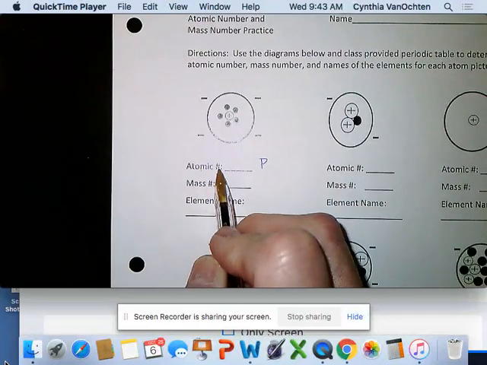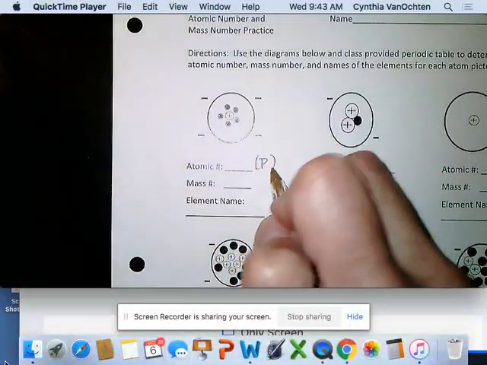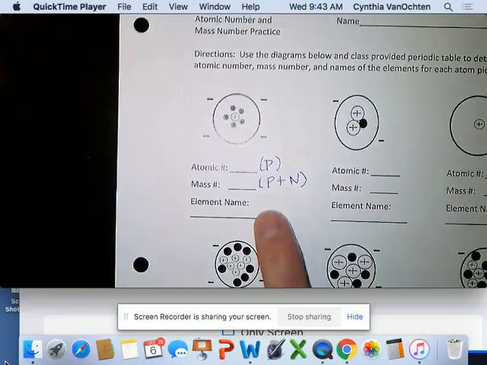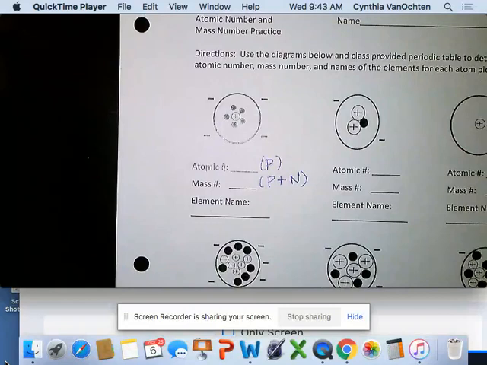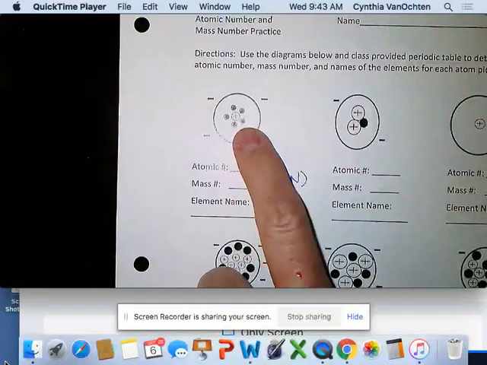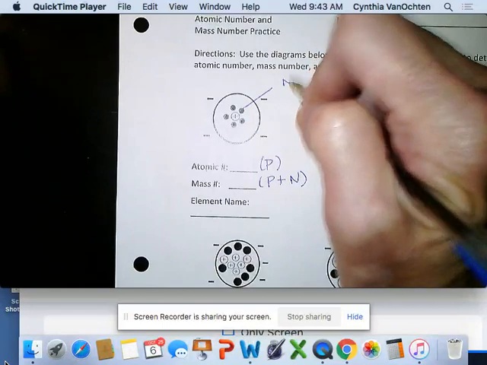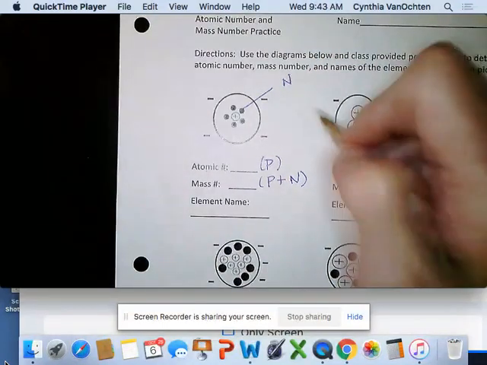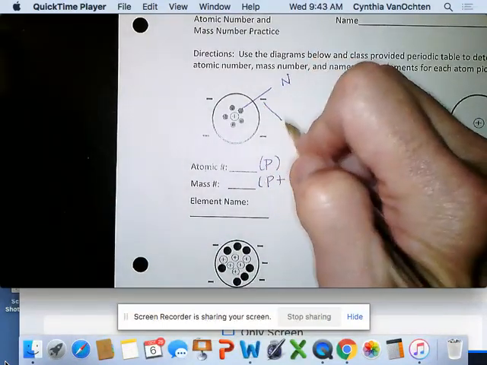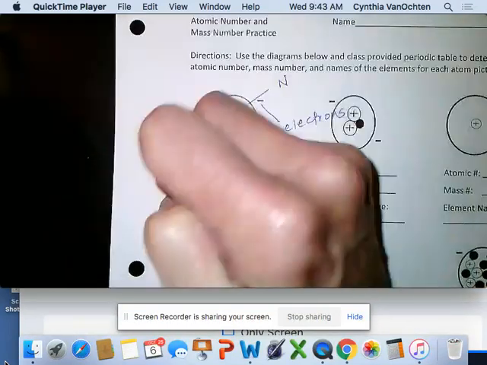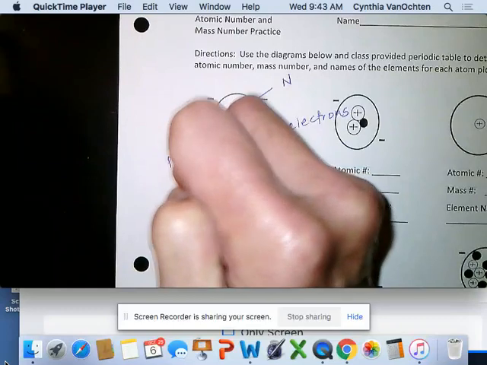So remember, the atomic number is the number of protons. The mass number is the protons plus the neutrons, not according to what the atomic mass is on the periodic table, but what is in the picture in terms of the protons and the neutrons. So remember, we labeled the dark dots as the neutrons, the negative symbols as the electrons, and the positive ones are our protons.